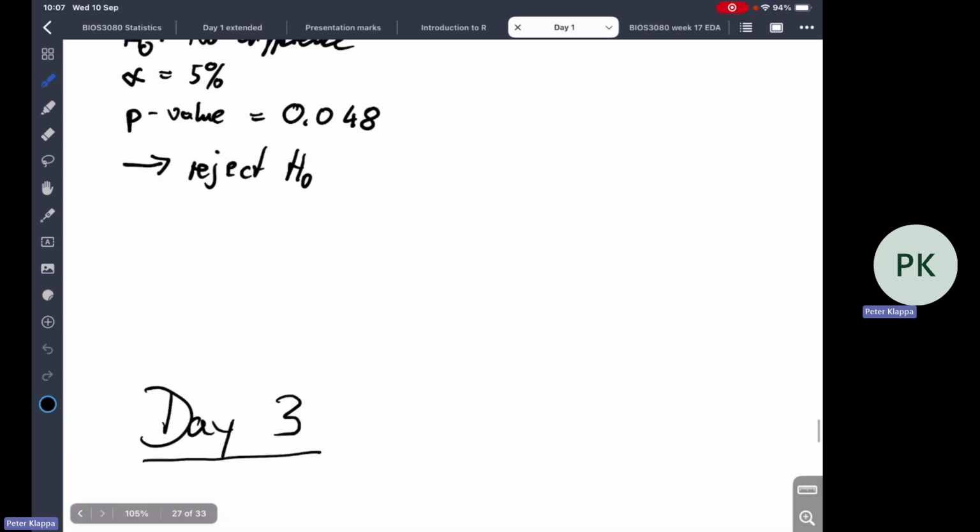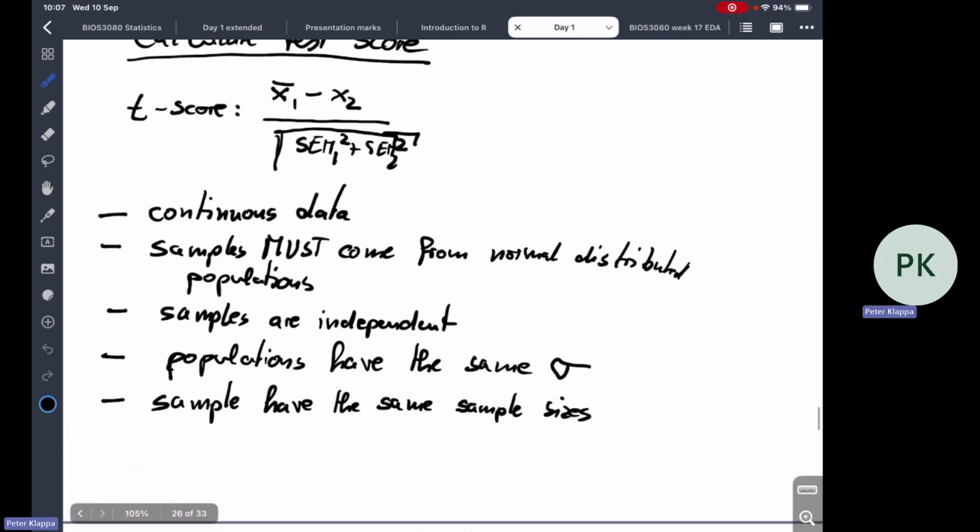So I told you these terms and conditions under which the classical t-test is valid. And I told you it has to be continuous data. You should never use a t-test on discrete data. And the reason for that is because this t-distribution is a continuous distribution, like the normal distribution. In fact, the t-test relies on the fact that the populations that we are estimating are more or less normally distributed.